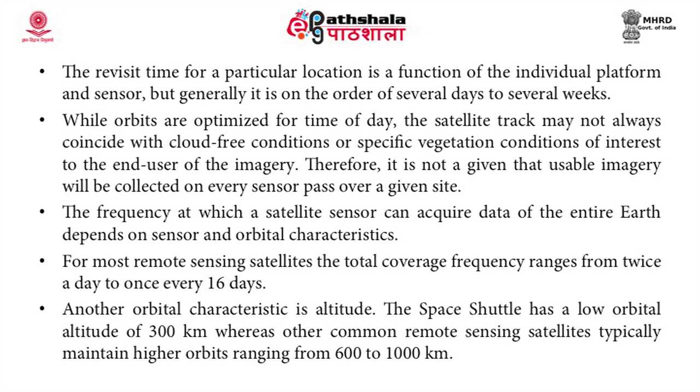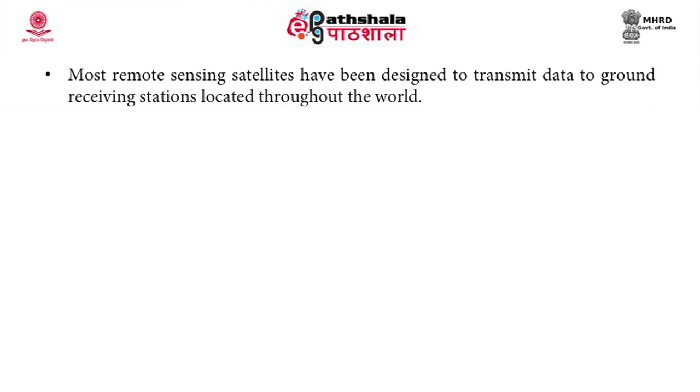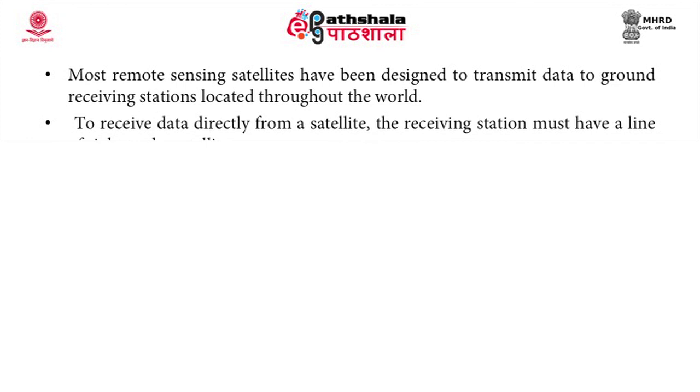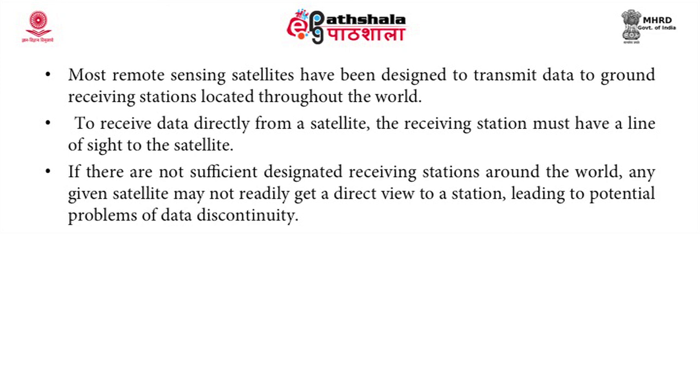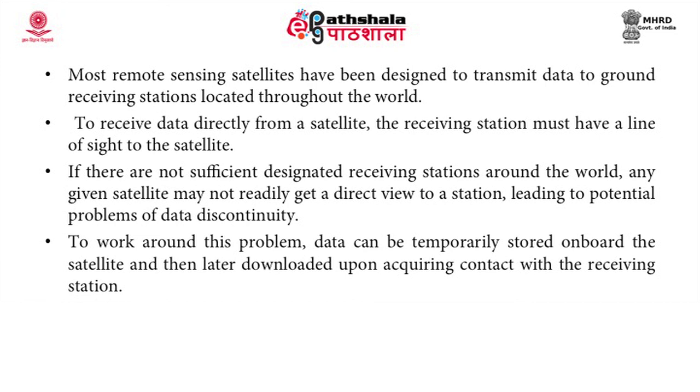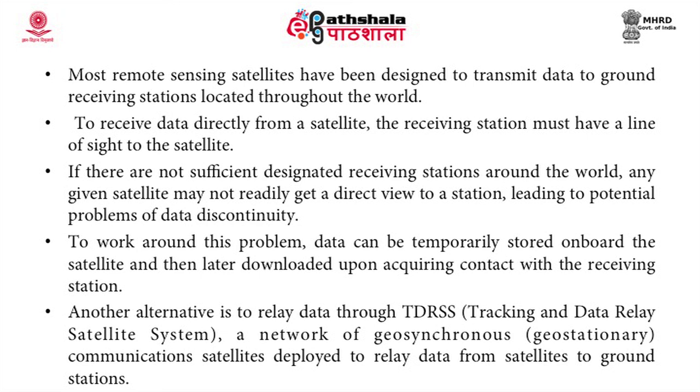Most of these remote sensing satellites have been designed to transmit data to ground receiving stations located throughout the world. To receive data directly from a satellite, the receiving station must have a line of sight to the satellite. If there are not sufficient designated receiving stations around the world, any given satellite may not readily get a direct view to a station, leading to potential problems of data discontinuity. To work around this problem, data can be temporarily stored on board the satellite and then later downloaded upon acquiring contact with the receiving station. Another alternative is to relay data through TDRSS, that is Tracking and Data Relay Satellite System, a network of geosynchronous or geostationary communication satellites deployed to relay data from satellites to ground stations.